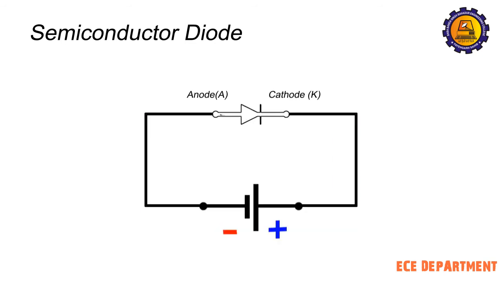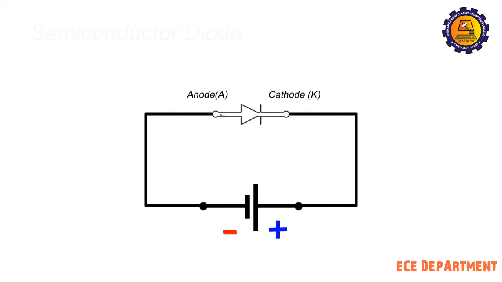Whereas diodes, when reverse biased, means anode is at lower potential and cathode is at higher potential. In this case, diodes do not allow electric current to pass through them, or we can say they behave like an open switch. Now come to our main topic.